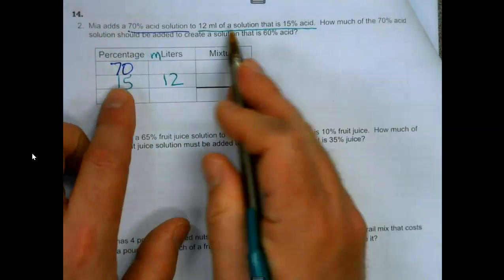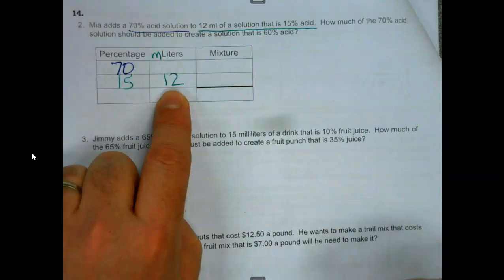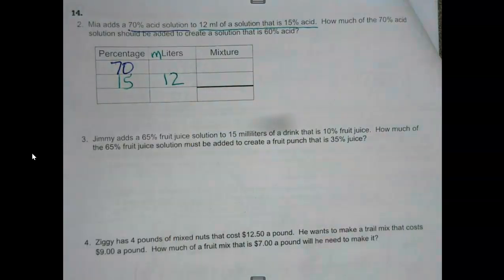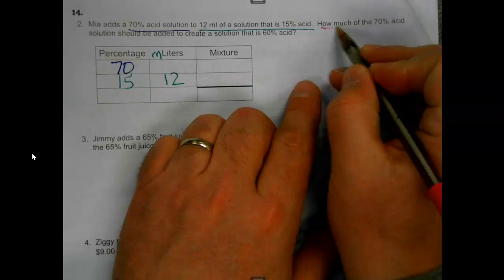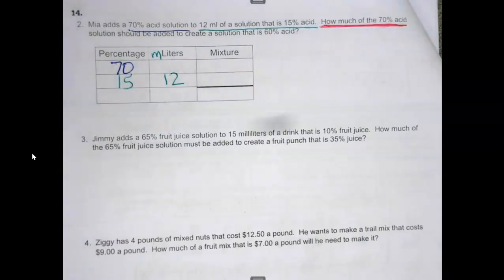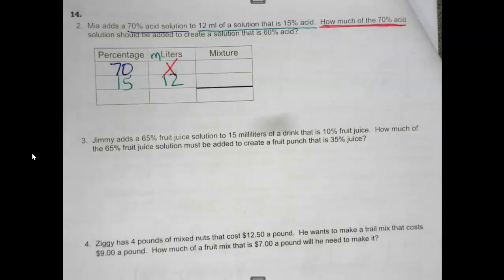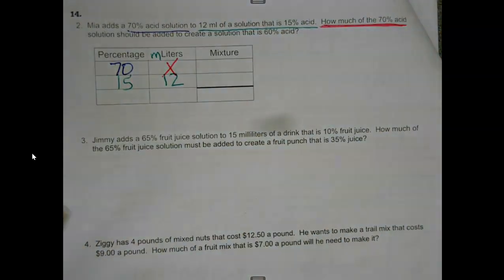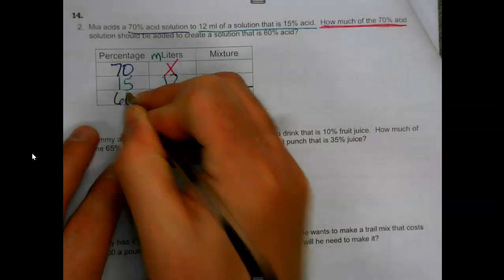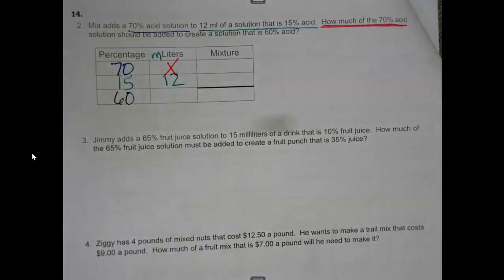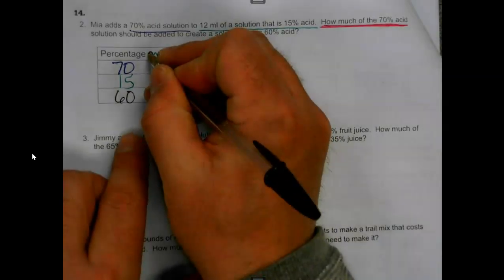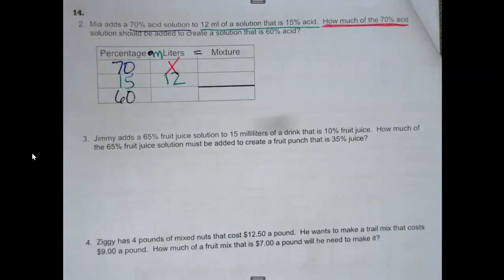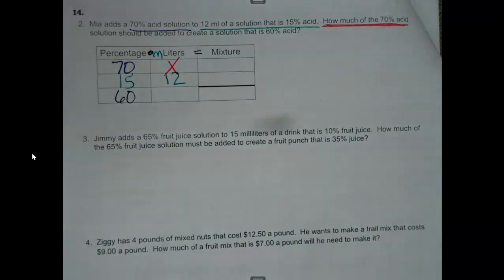So the 15%, I know how much I have. I have 12. Here comes the kicker. How much of the 70% acid? I don't know. That's what I need to figure out. Should be added to create a solution that is 60% acid. What I'm always trying to get to is on the bottom. So back on the last page, it said you're going to multiply these two together to get what's in the end. That's going to be our setup for these.